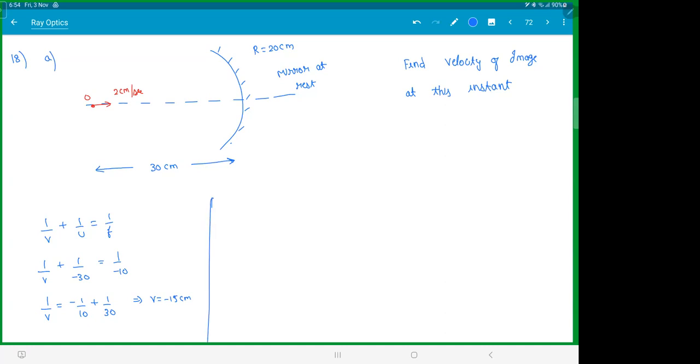Now apply the formula. Now luckily here the mirror is not moving. So dv by dt will be the velocity in the ground frame only. Minus v square by u square du by dt. So minus 15 square by minus 30 square. The object is going in the direction of the light ray, so plus 2. So that is 1 by 4. So minus half centimeter per second. The meaning of this is the image is somewhere here and it is going this way with half centimeter per second at a distance of 15 centimeters. Please check.